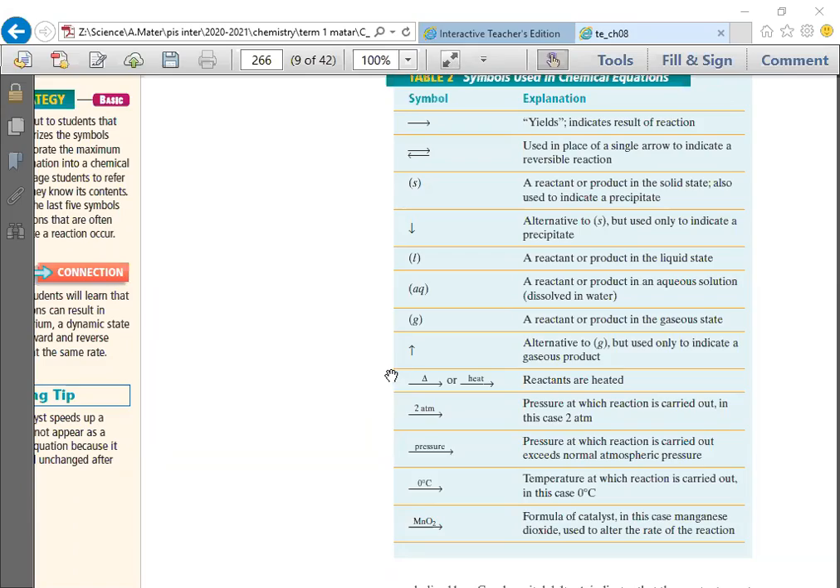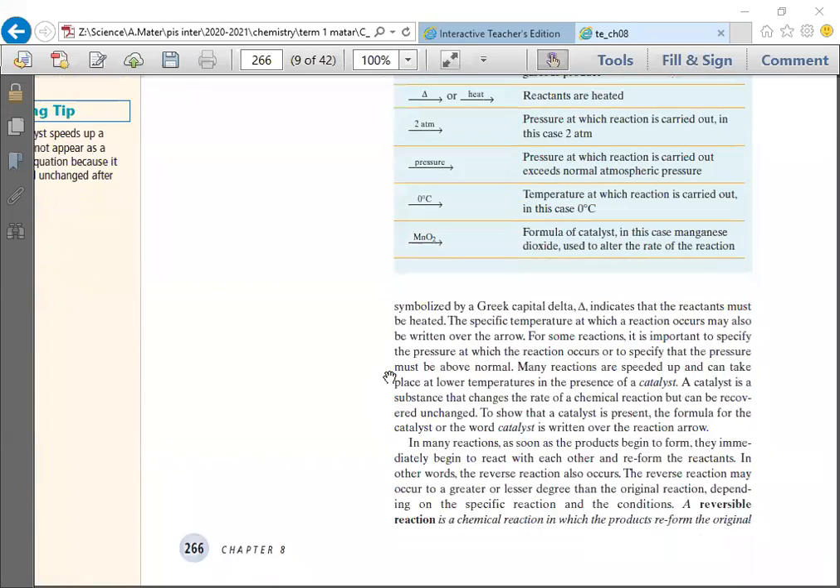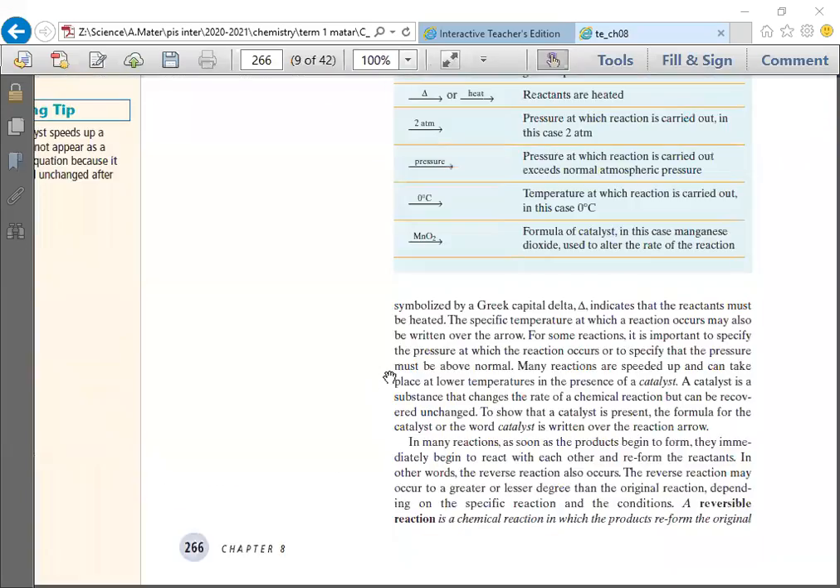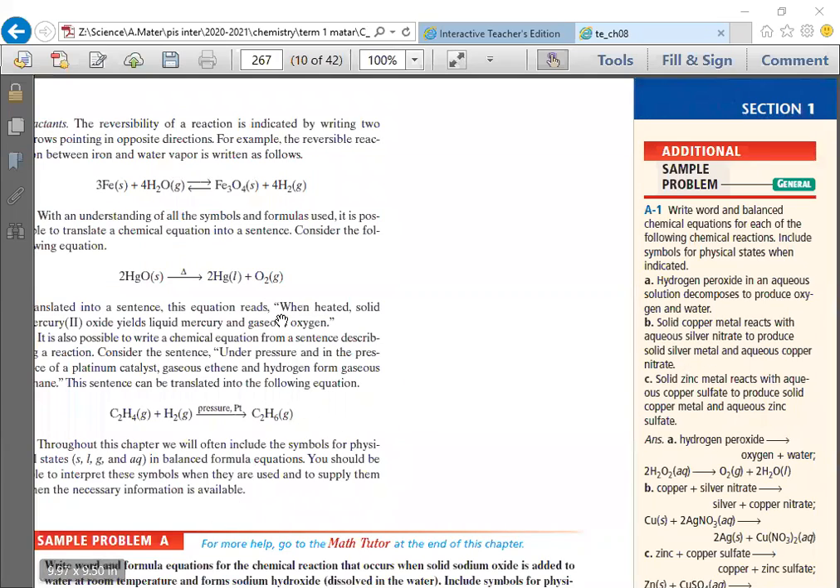Let's take an example to practice this, guys. Look with me carefully here. So here we find 3Fe that reacts with 4H2O, a double arrow, or two opposite arrows, Fe3O4 plus 4H2.